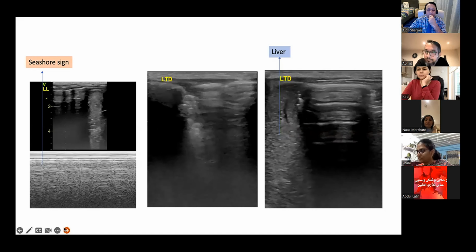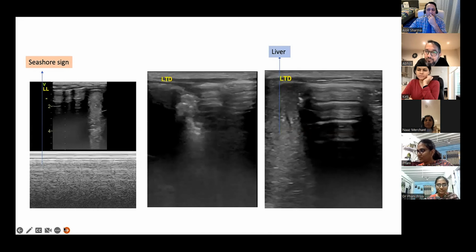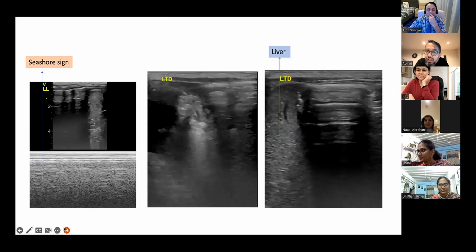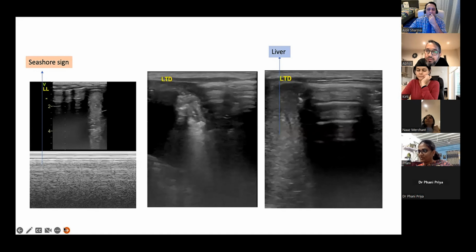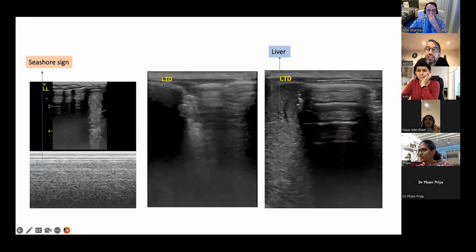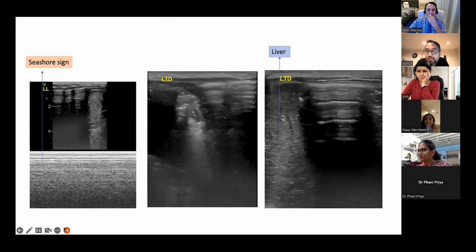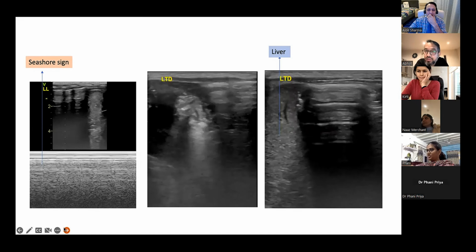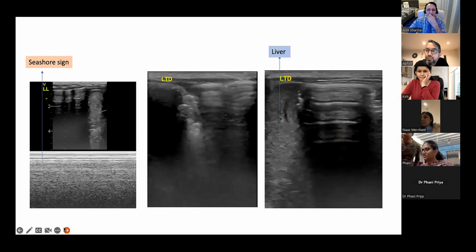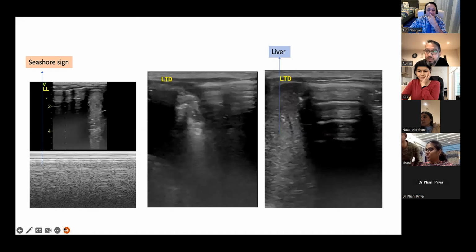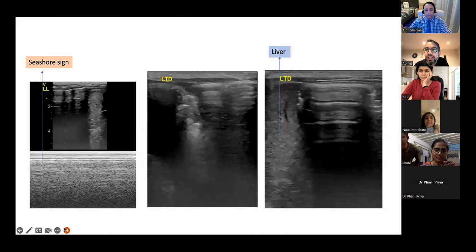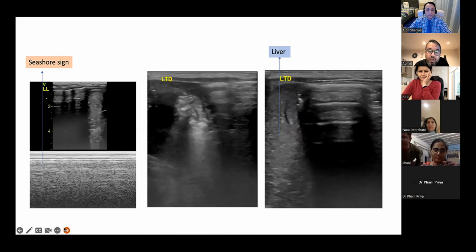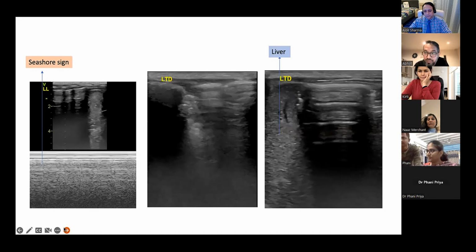Is there a way to know in the image whether the probe I'm holding is perpendicular, or have I slanted it a bit? Does anything come out more prominently when you hold it perpendicular? Yes. The reason we try to keep it as perpendicular as possible is that is the point where you hit the pleural line at 90-degree angles, and that's where the A lines are generated the best, or your B lines are seen the best.